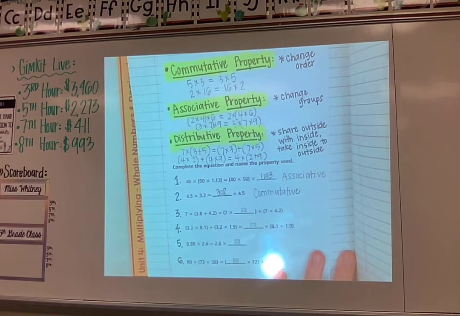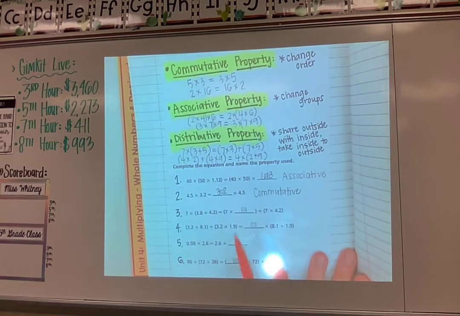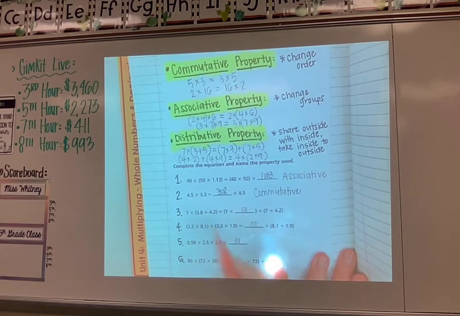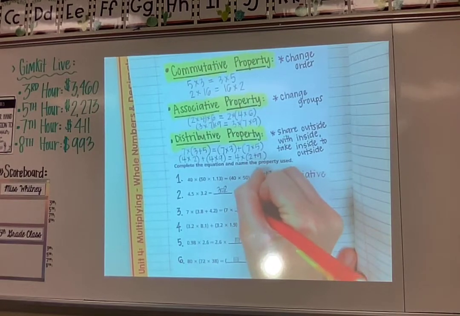Number 3. First, I'm going to look at what comes in front. So they have 3.8 plus 4.2 in parentheses, and there's a 7 on the outside. And when I look at the back, that 7 has come on the inside of 2 parentheses. Well, first let's figure out what would have to go here. What would have to go in this blank so that this side matches what's happening here? Well, 3.8 is the only number they haven't used. So 3.8 would have to go in the blank.